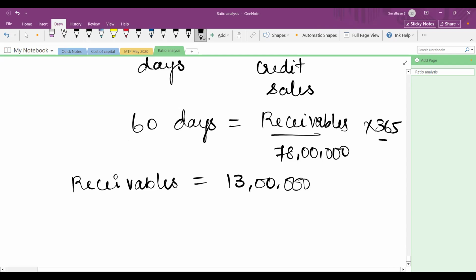Yeah, decimal only. Take, what is the amount? 12 lakh 82,191.5. Okay, I'll round it to 191. That's all. Clear? Any doubt?